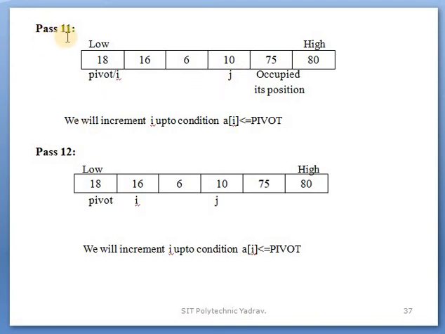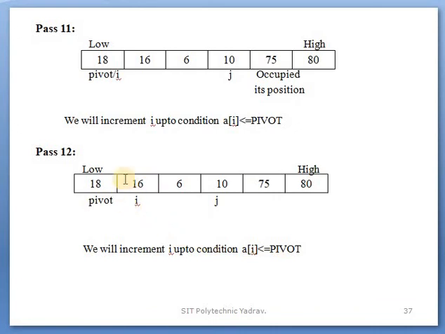In the 11th pass we will increment I up to the condition a of I less than or equal to pivot. In that, increment I. I is 18 and pivot is 18, equal to, so in that I is incremented. Why is the condition equal to there? Because the first position is both I and pivot, so the condition is I less than or equal to pivot. Next pass 12, I is incremented, we will increment I up to the condition a of I less than or equal to pivot.